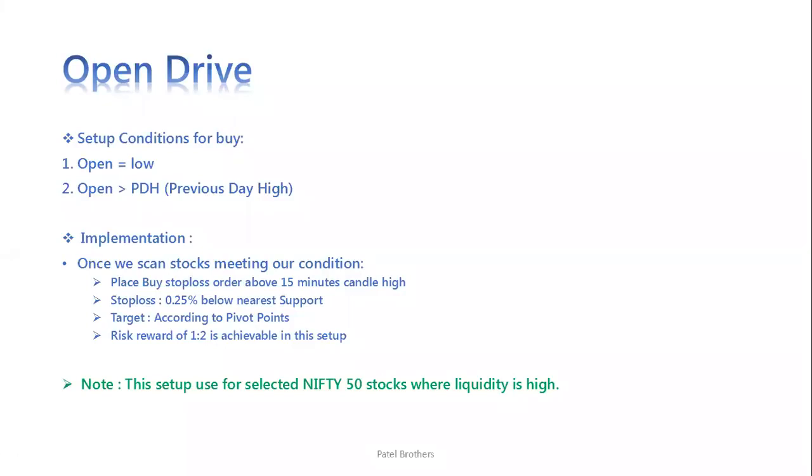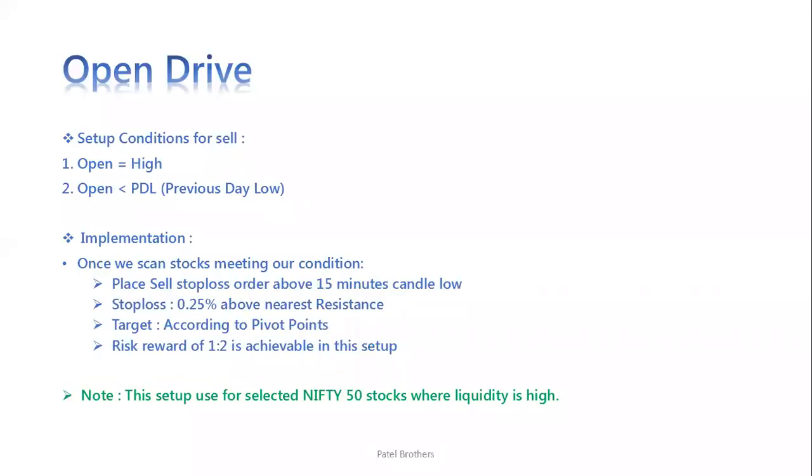Target should be according to the pivot points. Otherwise, 1:1.5 to 1:2 is achievable in this setup, so you can trail up to that. Once 1:1.5 is done, you have to trail your stop loss; otherwise, book the targets. Here it is also mentioned that it is working very well in Nifty 50 liquid stocks. So that we have discussed for the buy side.